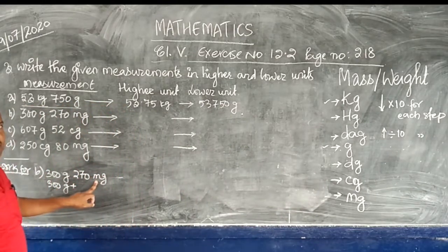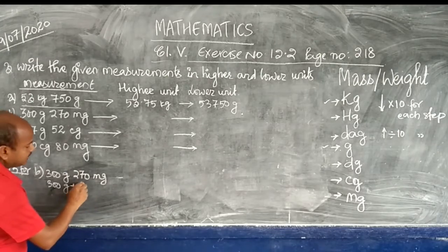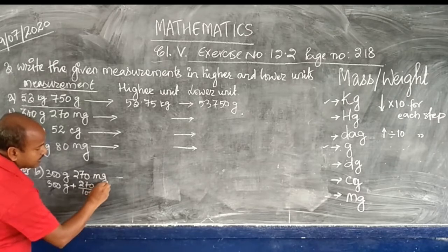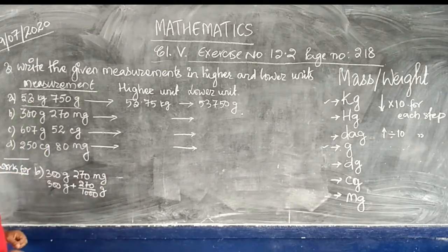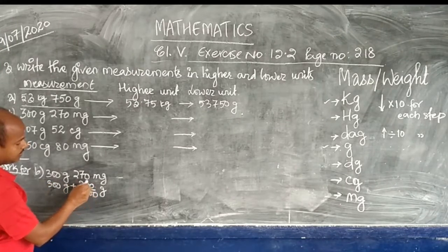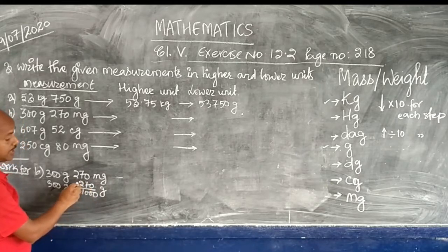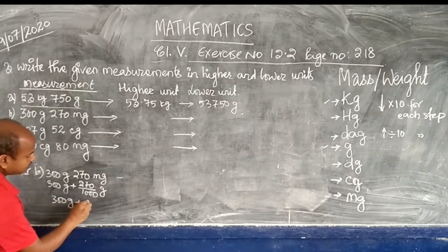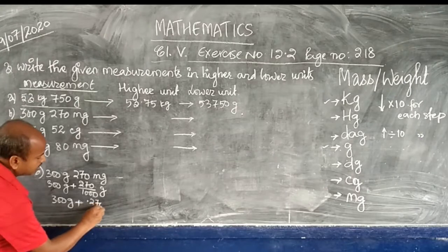You are coming up, so you need to divide by 3 steps, which means 1000. So divide this 270 by 1000. This milligram will become gram. Now see, 3 zeros are there, you are dividing by 1000, so the decimal will move to the left by 3 steps. So 300 gram plus this will become 0.270 gram.